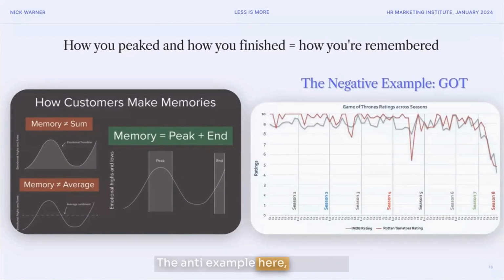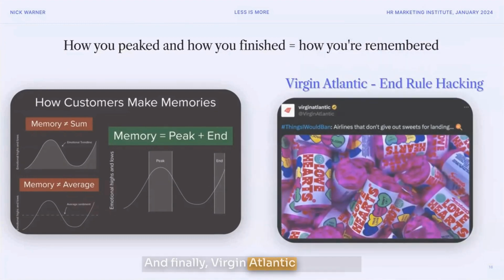The anti-example here, any Game of Thrones fans? For the most part, it is an excellent series, but it's not remembered that way. And finally, Virgin Atlantic, who hacks this rule pretty blatantly by giving away candy when the flight lands.